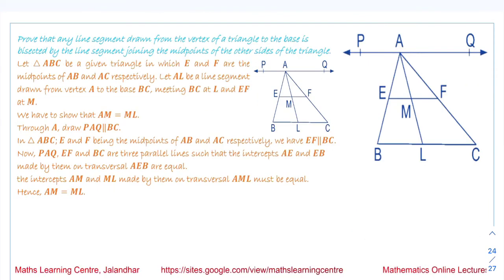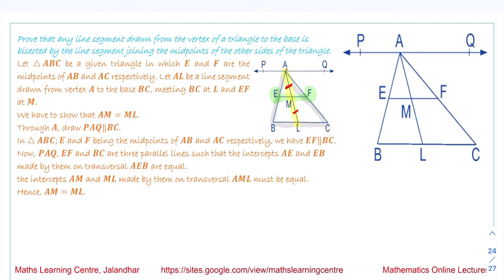Now in the next question we are given a triangle ABC. E and F are the midpoints of AB and AC. We have joined these two points with the line EF, and we have drawn any line AL from A to the side BC. We have to prove that the lengths AM and ML are equal to each other.